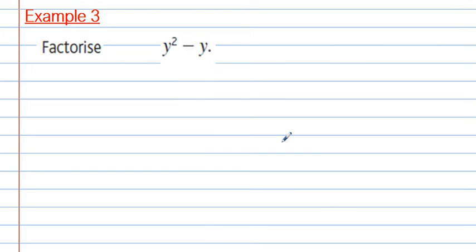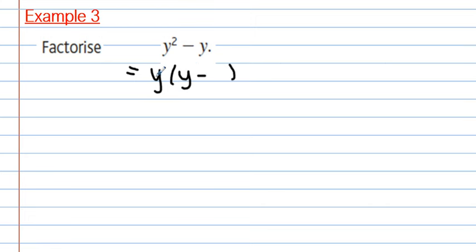Okay, this question is a common error question for students. Now let's look at it. What is common? We have y squared and we have y. So definitely we know that y is common. So we bring out the y and our single brackets. I already have one y outside. So how many do I have left? Y times y means y squared. So it means I have one y left.